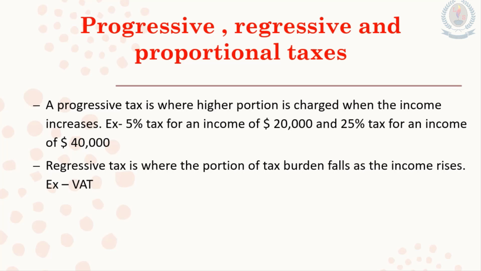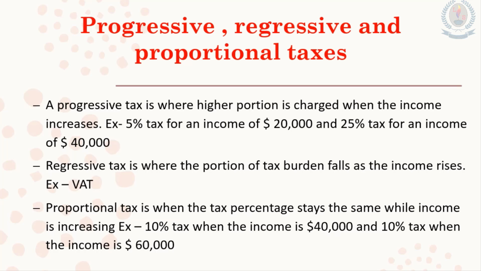Regressive tax. This is where the portion of tax burden falls as the income rises. Example, indirect taxes such as VAT tend to be regressive. As income increases, households tend to spend less as a portion of their income and save more. The result is that taxes on spending fall as a proportion of income.